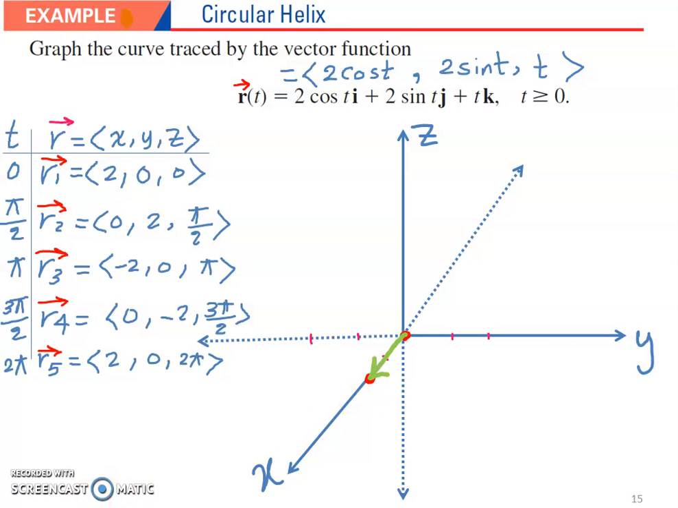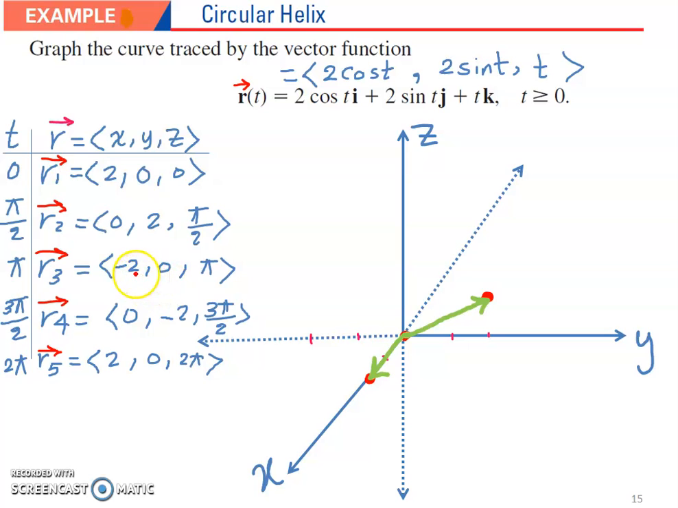This is r1. The second vector r2 is 0, 2, pi over 2. So 0 from x-axis, 2 from y-axis, and pi over 2 from the z with a rotation of 90 degree. We have to have a rotation with 90 degree. It will be around here. So r2, the second vector, is from origin to this point, which is 0, 2, pi over 2.